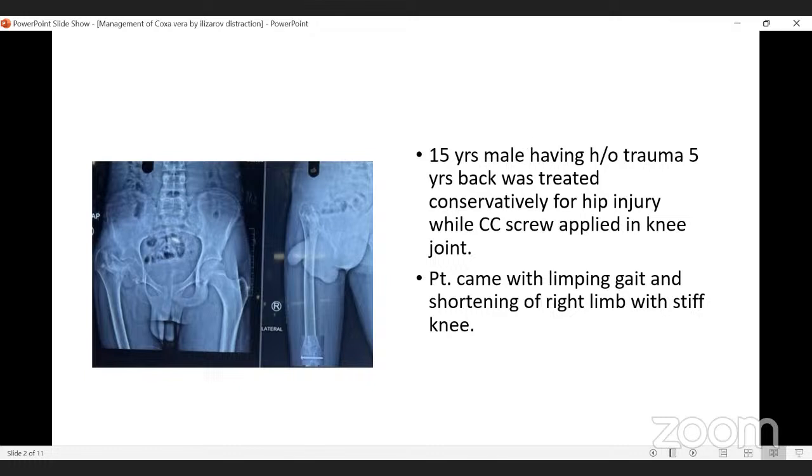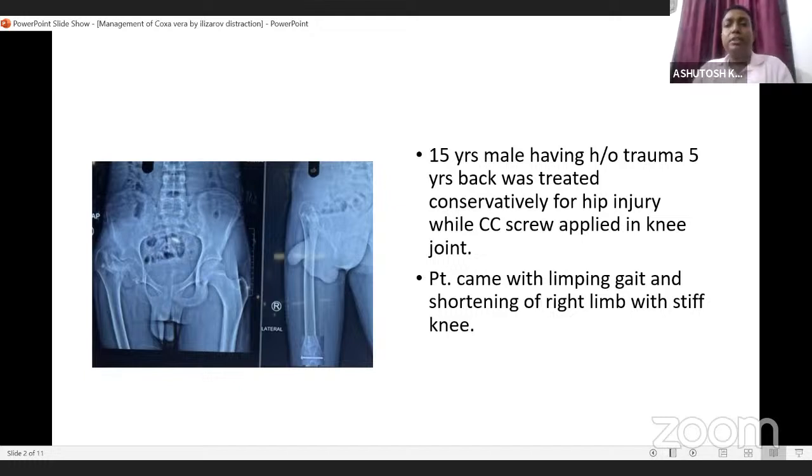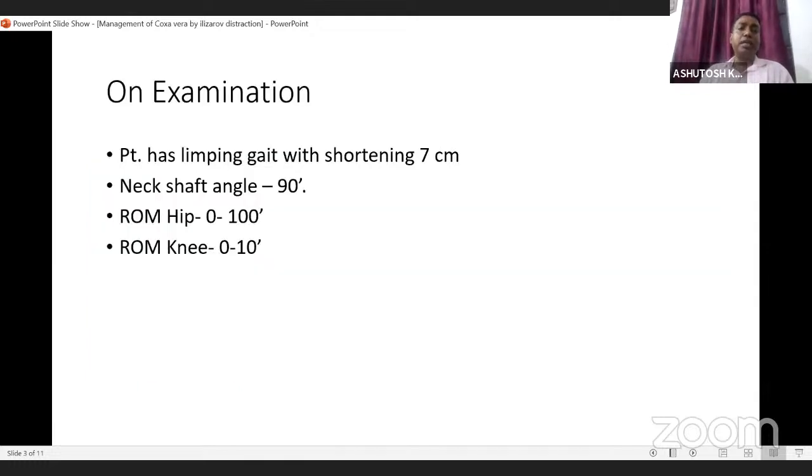Okay. So, a 15-year-old male with a history of trauma 5 years back was treated conservatively for a hip injury, while a CC screw was applied in the hip joint. The patient came with a limping gait and shortening of the right limb with a stiff knee. On examination, the patient had a limping gait with shortening of 7 centimeters. Neck shaft angle is 90 degrees. Range of motion of the hip is 0 to 100 and knee is 0 to 10.